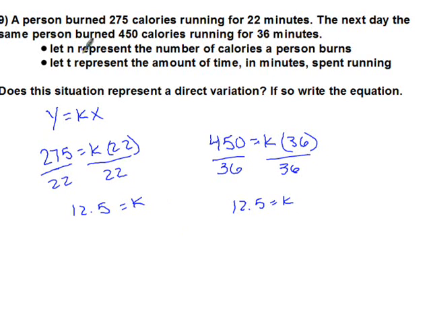So I got 12.5 for k both times. Now I'm going to use the letters they tell me instead of y equals kx. They tell me let n represent the number of calories. Well, we put calories where y is. So I'm going to have n equals k, which is 12.5. And then instead of x, they tell me let t represent time. So n is equal to 12.5t. That's my equation.